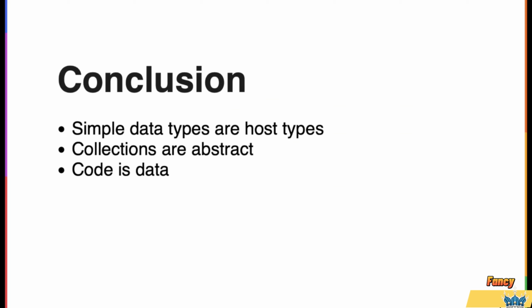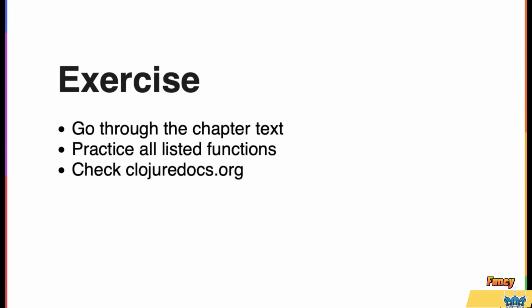In conclusion, Clojure affords us all the data types that we'd expect from a language. Some data types like numbers and strings are just host data types, whereas some others like ratios are Clojure-specific data types. We also learned that collections are abstract and are built around the ISeq protocol. We then studied the homoiconic nature of Clojure to conclude that code is data and data is code.